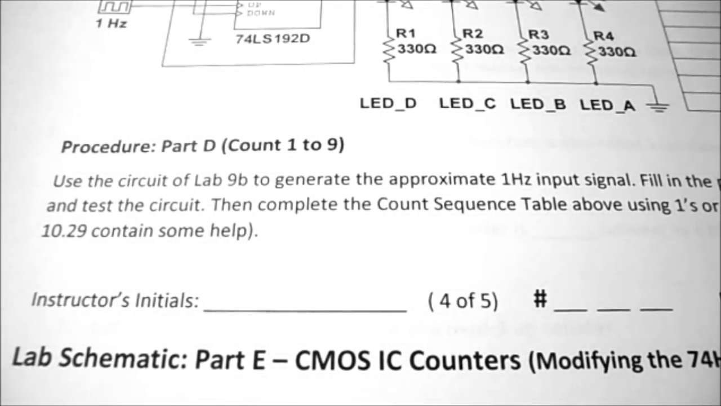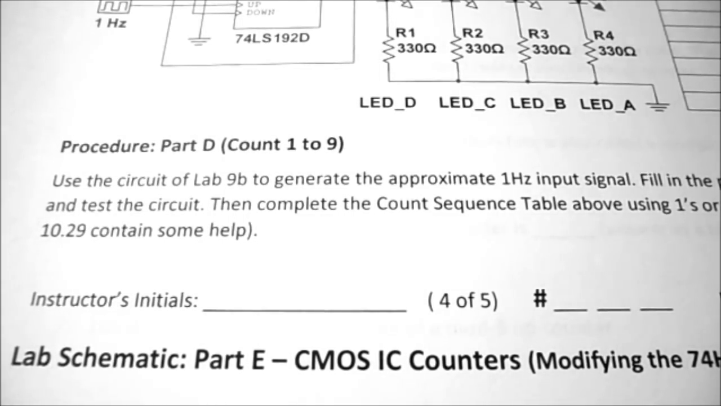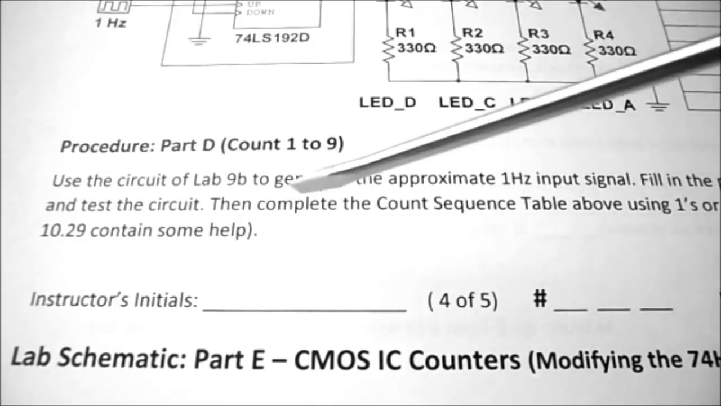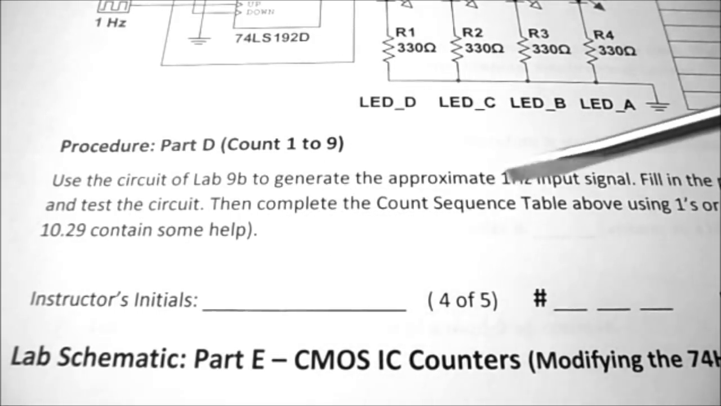Once you've wired up your circuit for part D of the lab and verified that it is working, demonstrate it to your instructor so that they can initial it to indicate that it is complete.